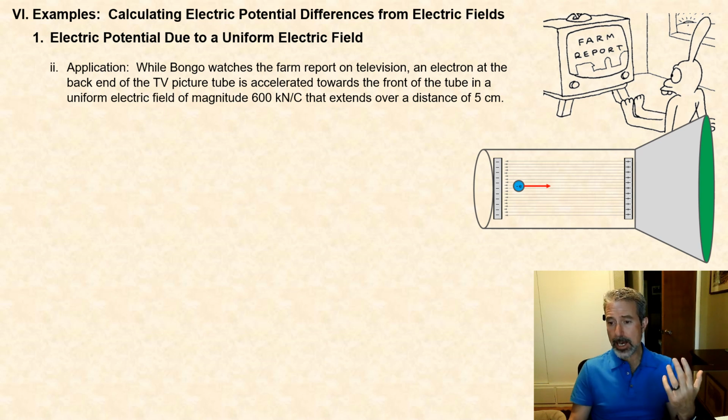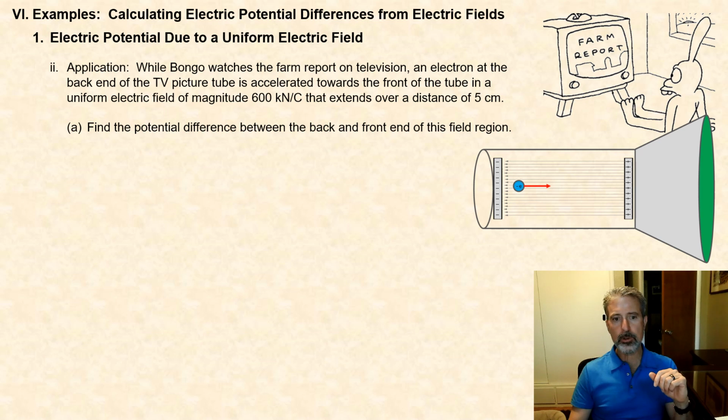That electron, which is thermally excited at the cathode by heating it up a little bit, can get enough kinetic energy to actually leave the cathode. It is then accelerated in a uniform field region provided by a parallel plate capacitor. Now, the first thing we're asked to do in this problem is to find the potential difference between the back and the front end of this field region. Where you see the green on your screen, that would be where your television screen would be. That would be the front.